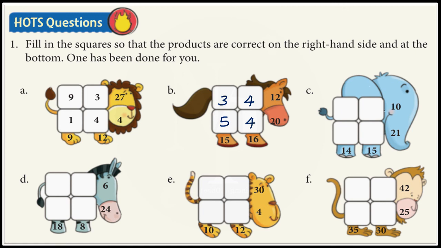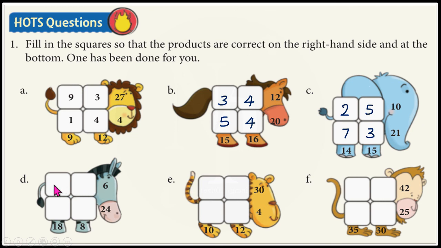So to get 10, we may multiply 2 and 5. 2 5s are 10. And to get 21 as product, we may multiply 7 and 3. 7 3s are 21. And when you multiply vertically, you get 2 into 7. 2 7s are 14. And these digits 5 into 3. 5 3s are 15.